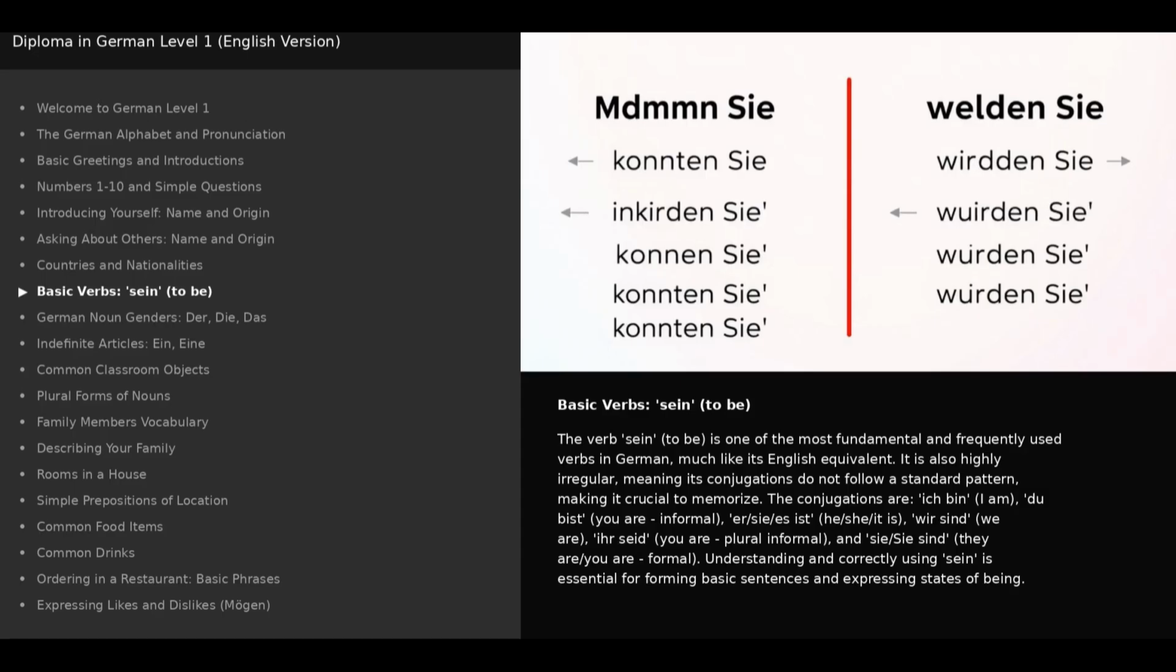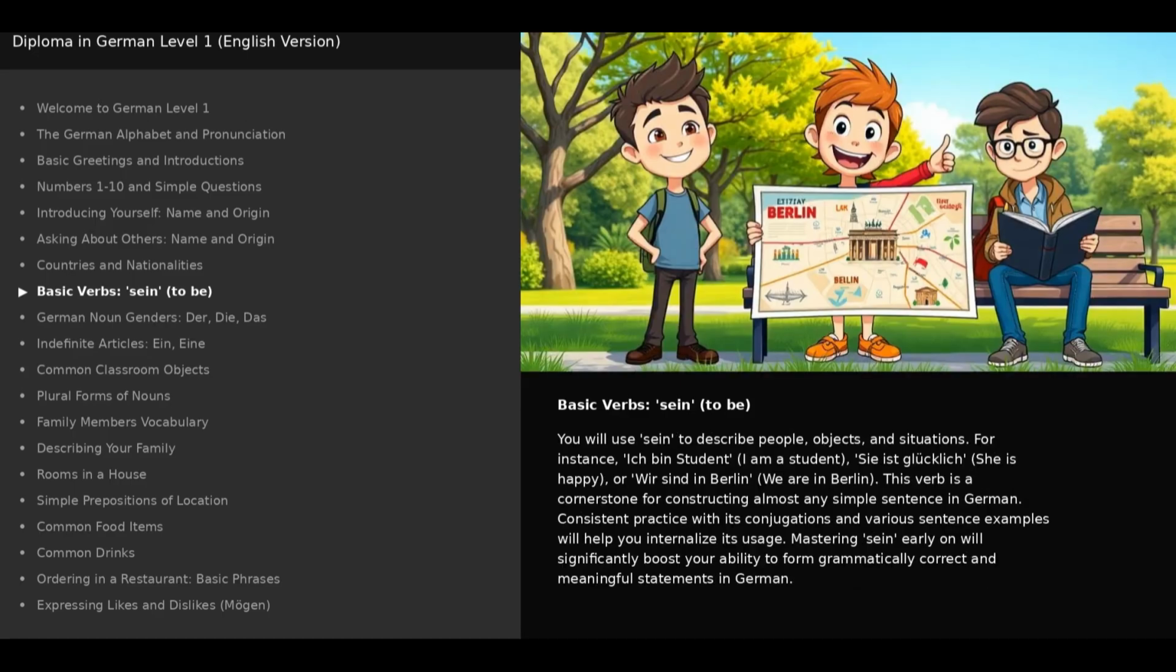Understanding and correctly using sein is essential for forming basic sentences and expressing states of being. You will use sein to describe people, objects, and situations. For instance, "Ich bin Student", I am a student. "Sie ist glücklich", she is happy. Or, "Wir sind in Berlin", we are in Berlin.